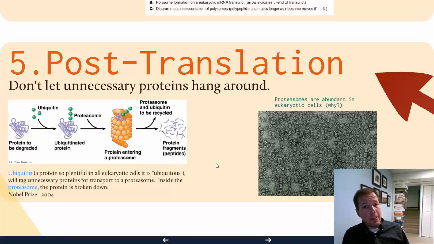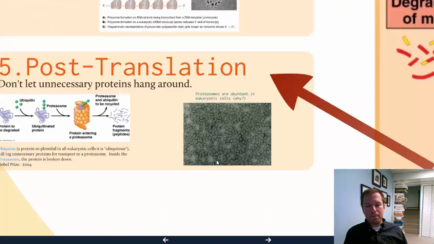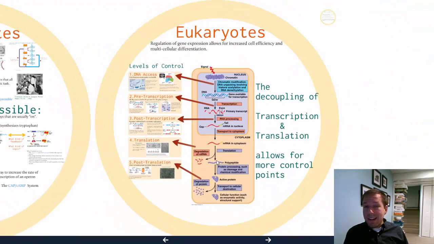Finally, after translation has occurred, proteins that are not needed need to be broken down, and so regulation can occur by the quick breakdown of proteins that are no longer necessary as a way to then be able to recycle those components as individual amino acids to be used to make new proteins in the future. And that is a brief outline of regulation of gene expression in eukaryotic cells.